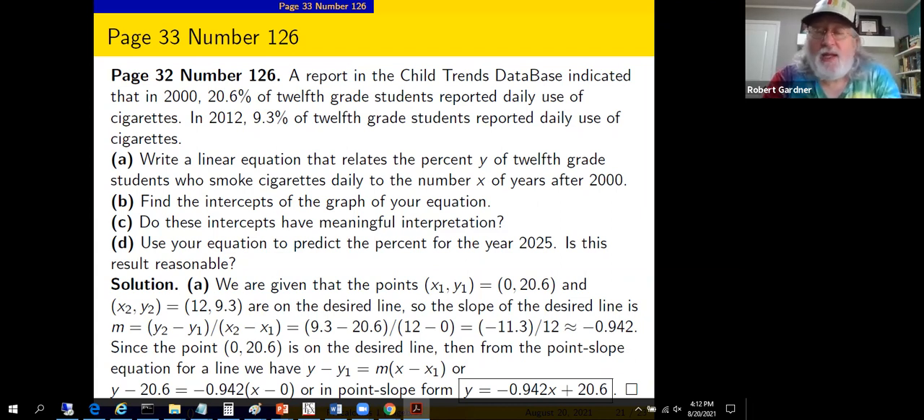So there's a slope. By the way, it's negative. So that tells you when we graph the line, it'll be going downhill. That's how we set it. What it really means is as time goes by, this percent decreases.